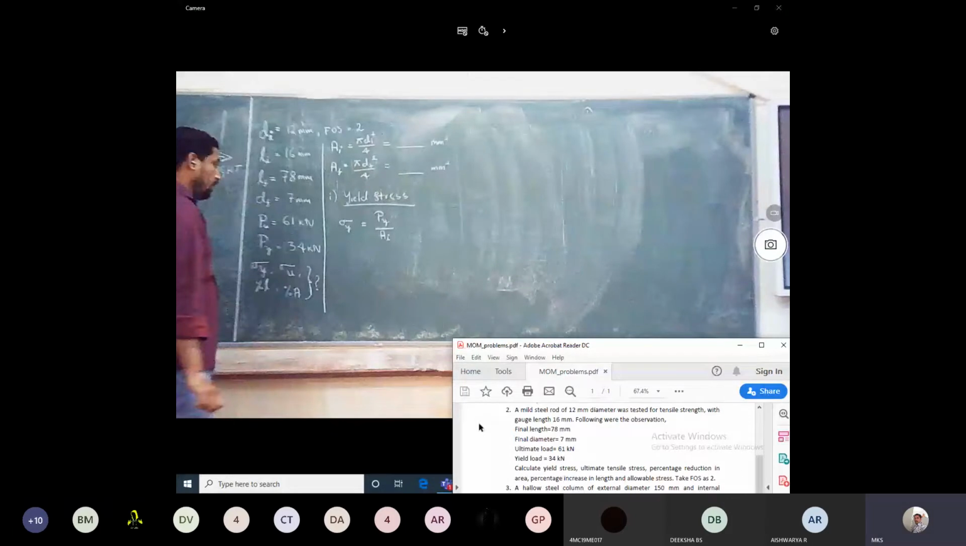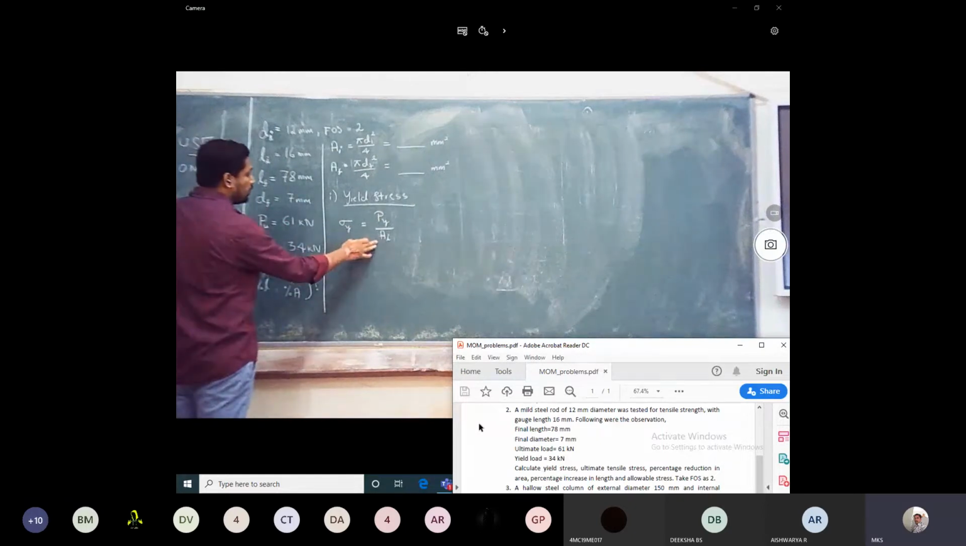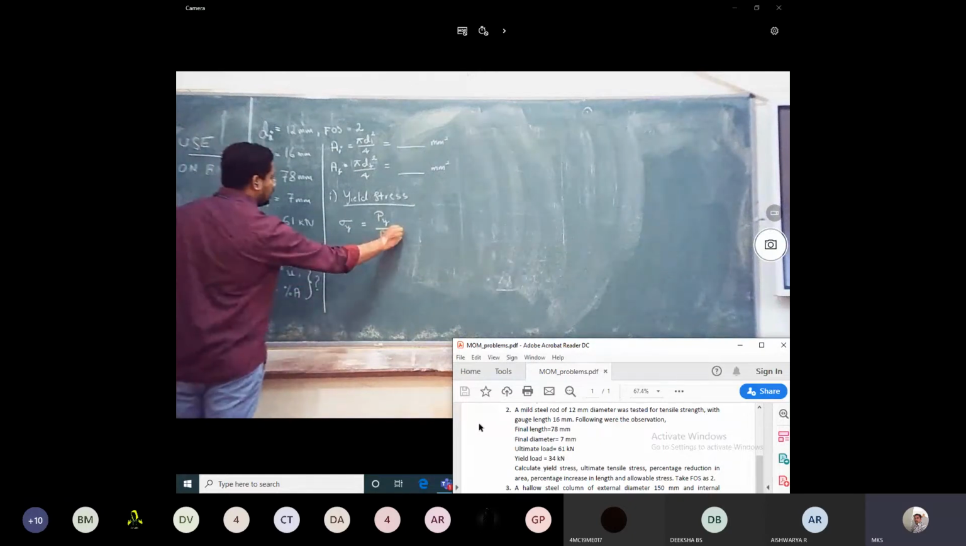Since it is only engineering stress, and they have already given the yield load, yield stress is force by area: the load at the yield point divided by the initial area. If they had asked you to find the true stress, you should use the final area. So it is only general stress, and we use the initial area of cross section. Find out how much it is.